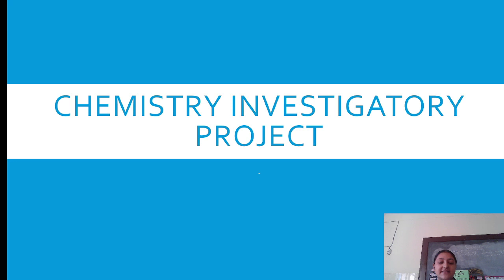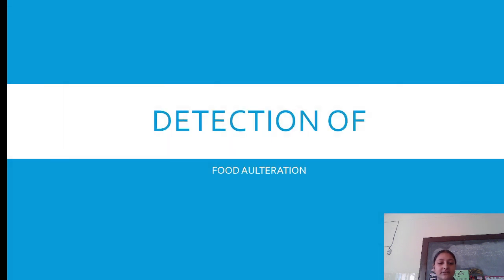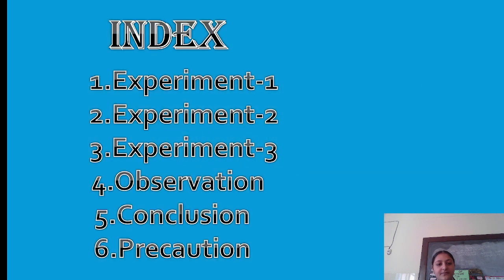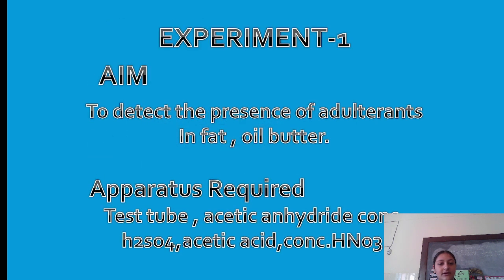I'm going to present a PPT on detection of food adulteration. So here we have experiment number 1, aim: to detect the presence of adulterants in fat or oil, butter.